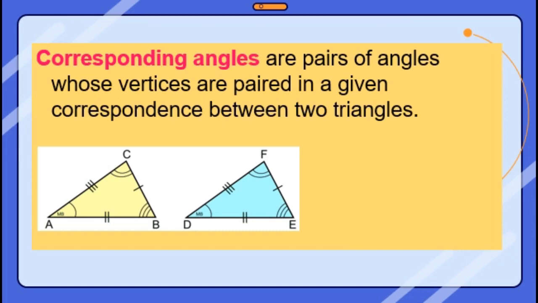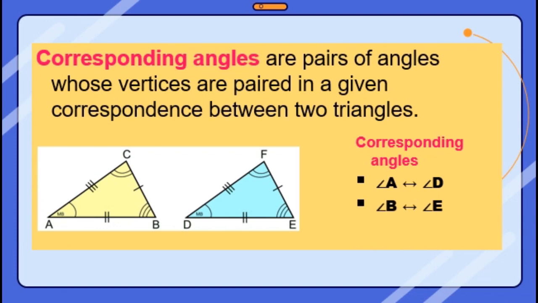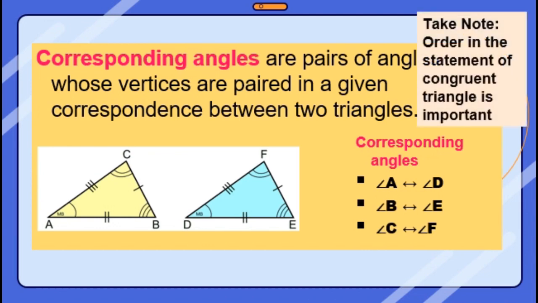And now let's talk about corresponding angles, which are pairs of angles whose vertices are paired in a given correspondence between two triangles. So in this given example, the corresponding angles are: angle A corresponds to angle B, angle B corresponds to angle E, and angle C corresponds to angle F. Take note, order in the statement of congruent triangles is important.